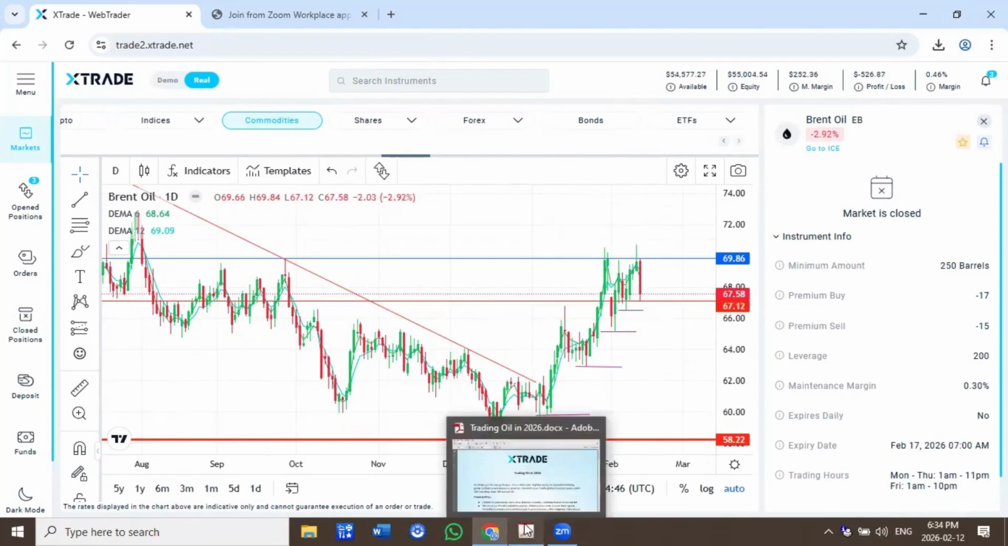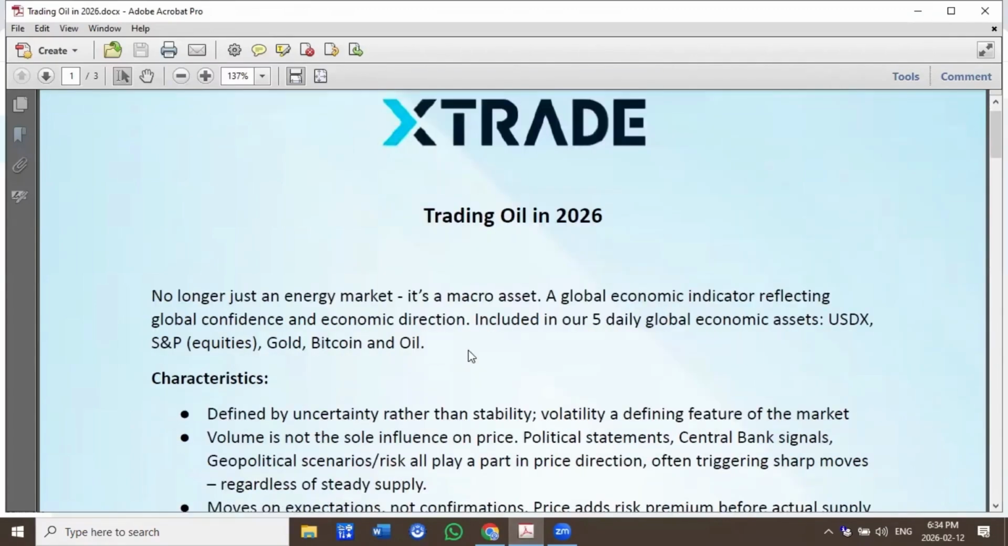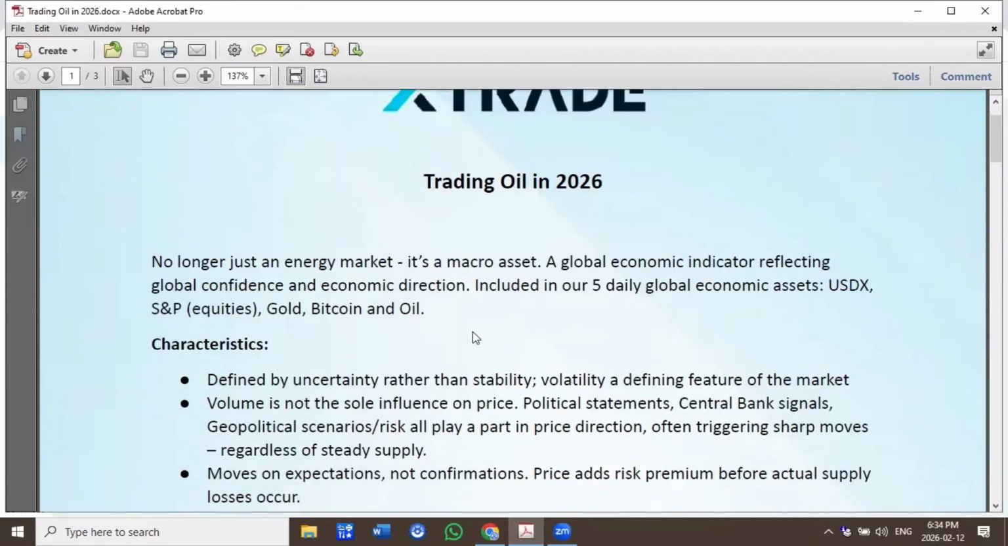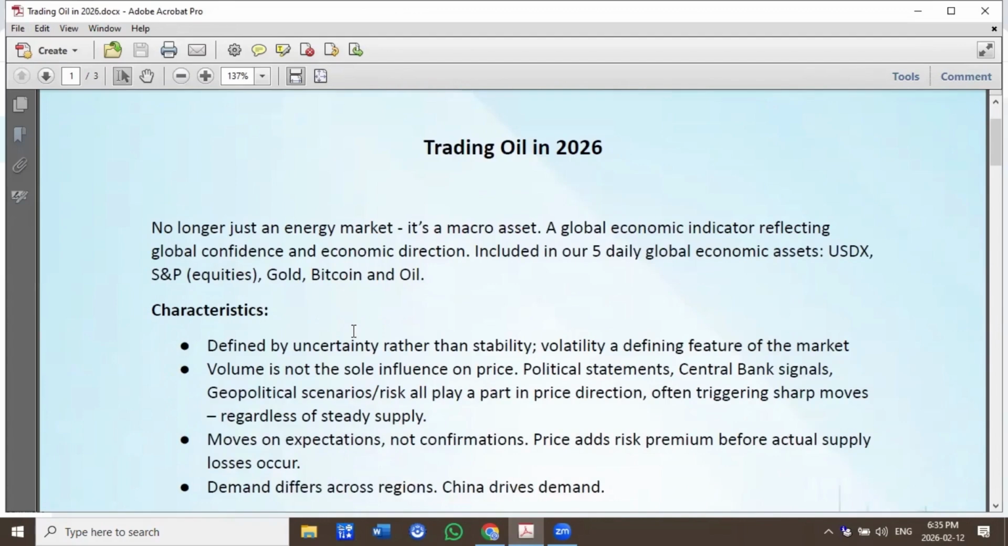Before we analyze the chart, a couple of notes are put down here to share with you. Oil is no longer just a commodity. It's a global economic indicator reflecting global confidence and global economic direction. And that's why I've included it in our 5 daily assets that we look at: US dollar index, S&P, gold, Bitcoin, and oil. It has its own unique characteristics. It's defined by uncertainty rather than stability.